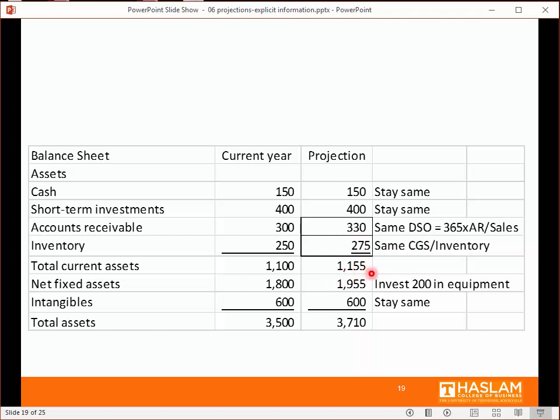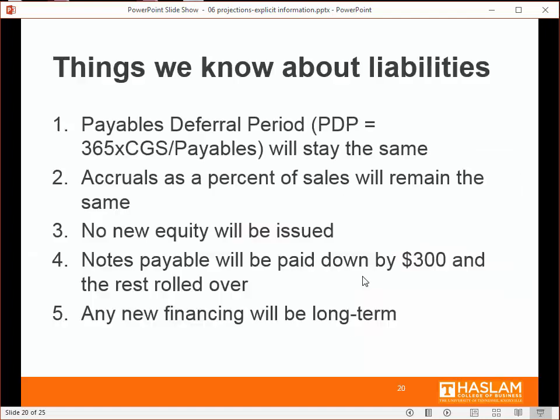We added up to get total current assets. We did the calculation for net fixed assets, and so that's increasing by 1955, and then intangibles remain the same for a total assets of 3710.